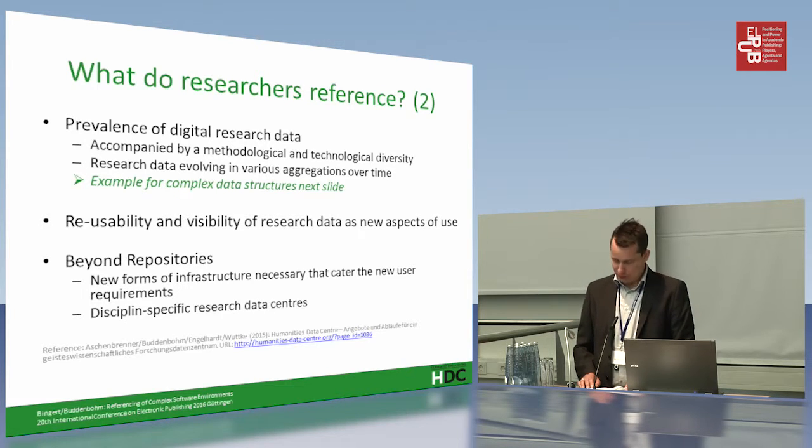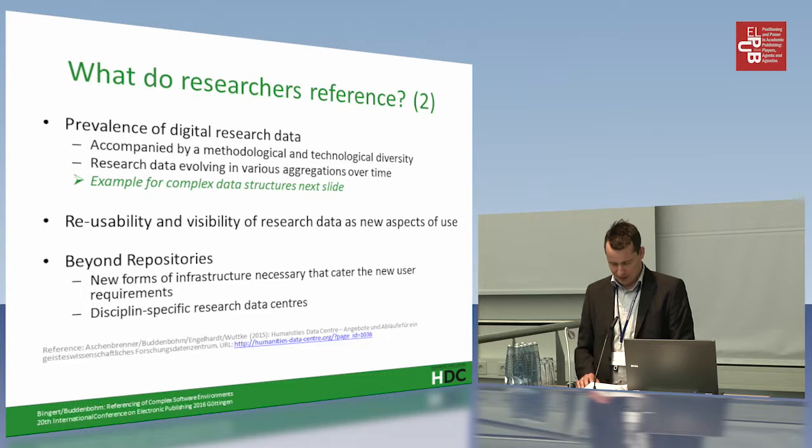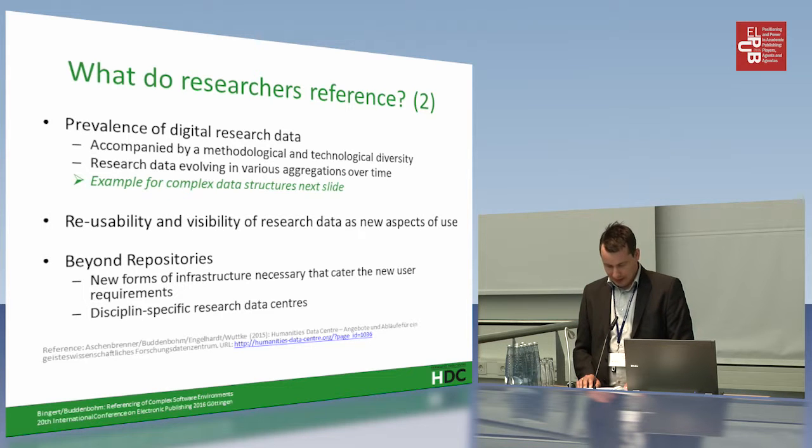So this transition poses a challenge for the infrastructure, as we have to cater these new user requirements and go beyond conventional repositories, for instance. Discipline-specific data centers may be a useful component in such an infrastructure landscape. A possible service portfolio for a data center has been developed within the Humanities Data Center project. It's referenced below, but in German language. But we will show it also later here with an overview.